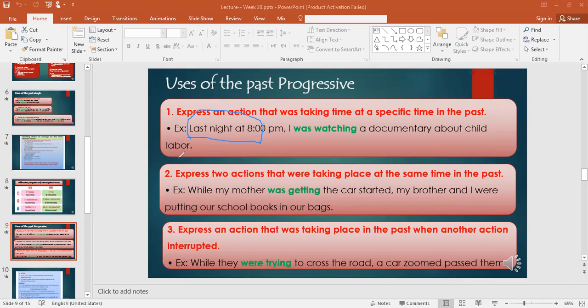So here they specified the time, last night at 8 p.m. The first use of the past progressive is to express an action that happened in the past, but at a specific time in the past. This is the first use. Let's read the second sentence. Hassan Saleh, read the second sentence.